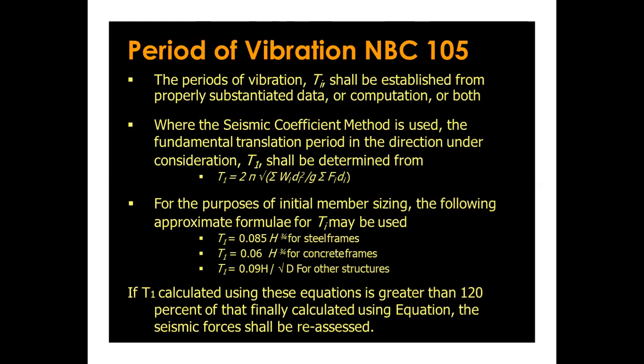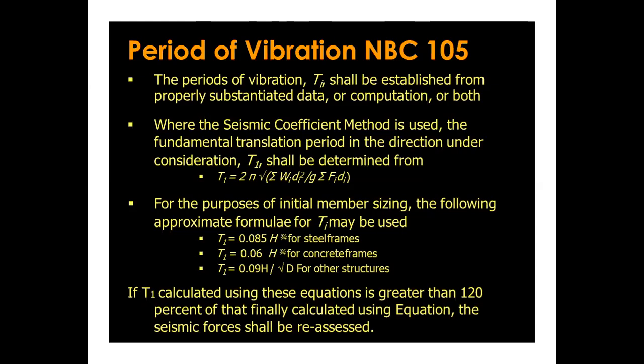And for the purpose of initial member sizing, the following approximate formulas for T1 may be used. First, T1 is equal to 0.085 h raised to 3 by 4 for steel frames. T1 is equal to 0.06 h raised to 3 by 4 for concrete frame. And the last, T1 is equal to 0.09 h divided by under root d for the other structures.